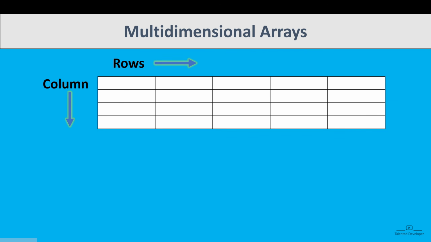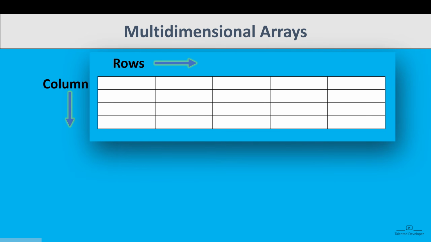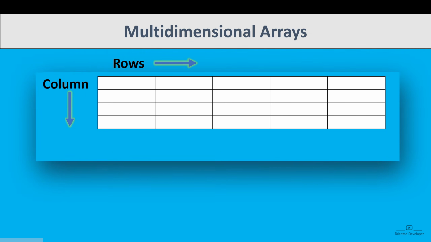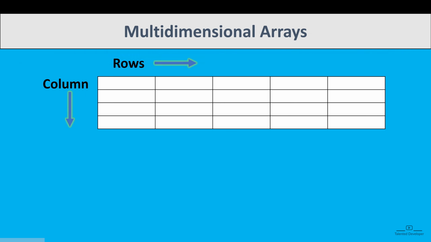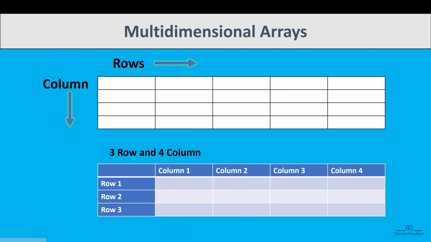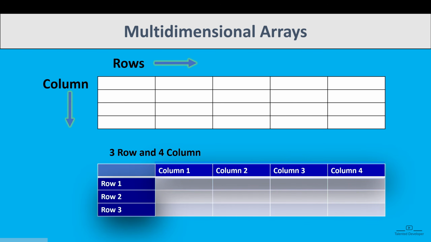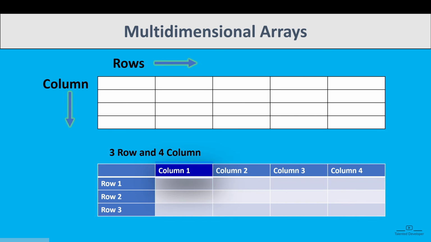To understand multidimensional arrays, you have to understand rows and columns in a table. You can see from left-hand side to right-hand side is a row, and from top to bottom we have columns. Here is an example with 3 rows and 4 columns. Here I have given the header so you can easily understand: we have column 1, column 2, column 3, column 4. At the same time we have row 1, row 2 and row 3.